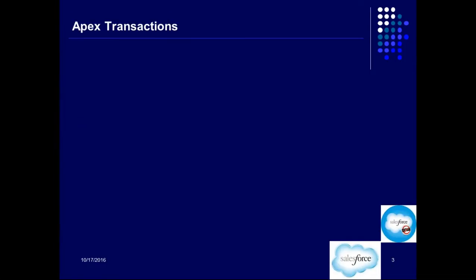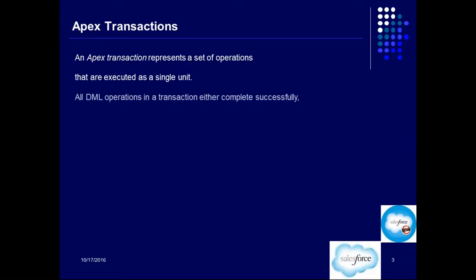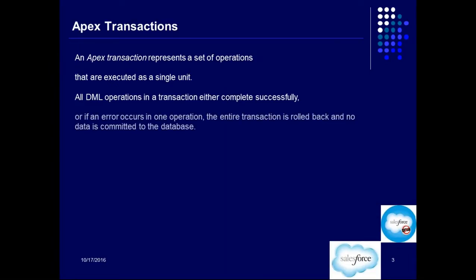So the first concept here is an Apex transaction. Now what's an Apex transaction? An Apex transaction basically represents a set of operations that are executed as a single unit. So all the operations are executed as one single unit. All DML operations inside a transaction either complete successfully, or if an error occurs in one operation, the entire transaction is rolled back and no data is committed to the database.